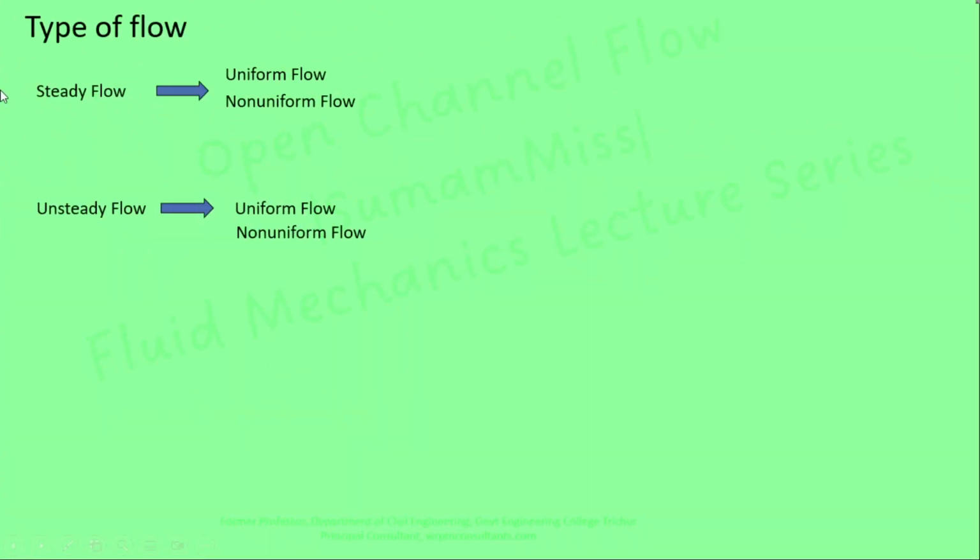In more general, we can classify the flow as steady uniform flow and steady non-uniform flow. Similarly, we can classify the flow as unsteady uniform flow and unsteady non-uniform flow. In steady uniform flow and non-uniform flow, the flow is continuous, so A1 V1 equal to A2 V2 is valid. Whereas in unsteady uniform flow and non-uniform flow, since the flow variables are mutually dependent, we cannot directly use this equation.